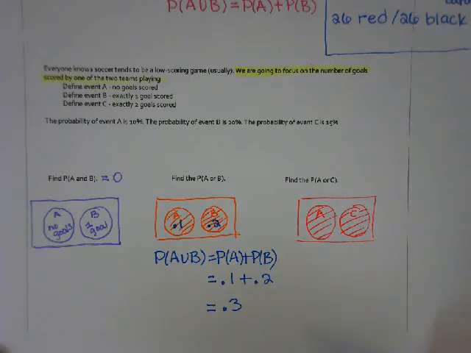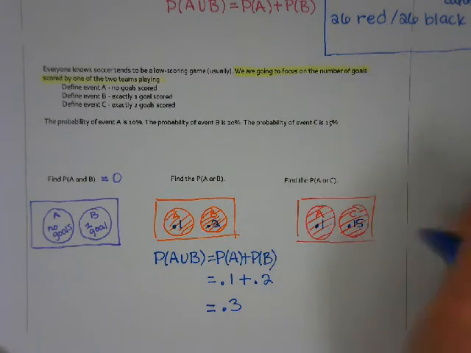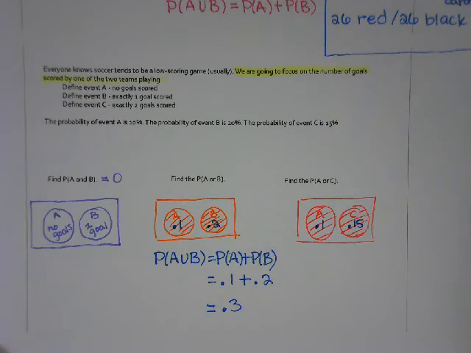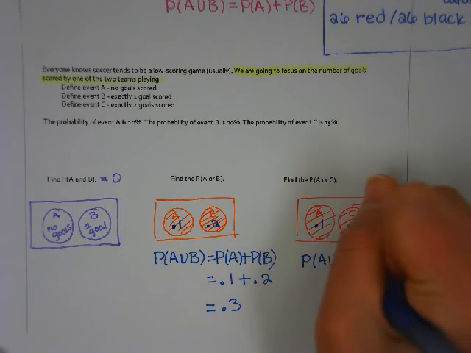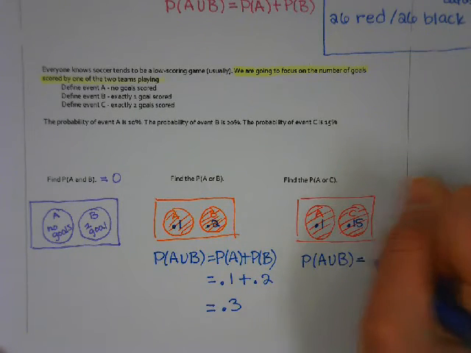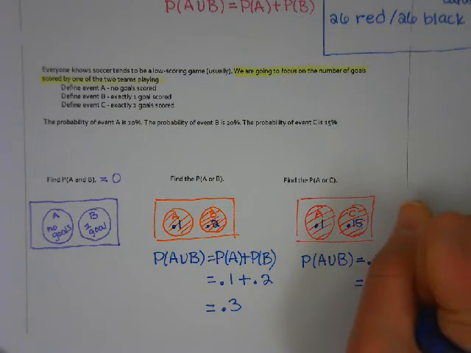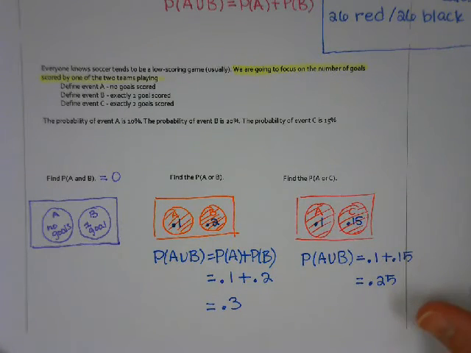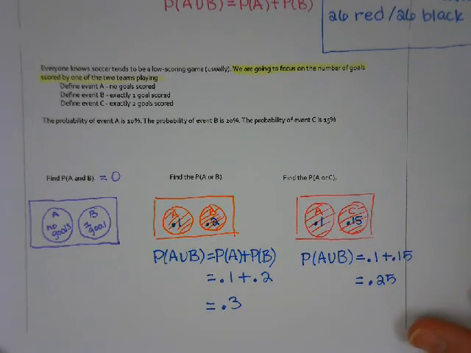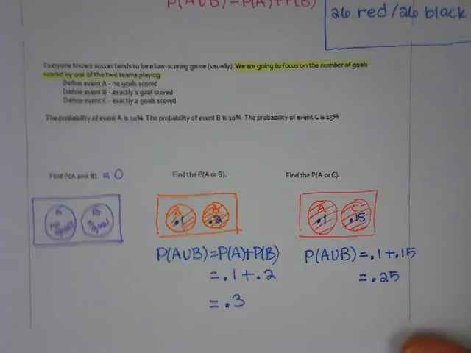So the probability of A is still 0.1, probability of C is 0.15. So the probability of A or C would be 0.1 plus 0.15. Any questions before I go to our last page? Okay.